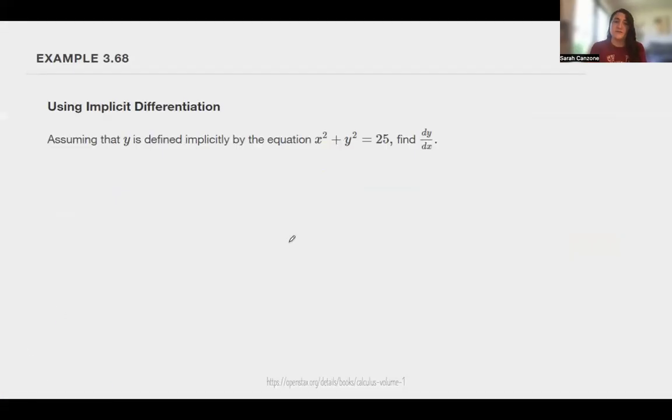This is a pretty straightforward example. This is going to be a circle with radius 5, if you recognize that formula, centered at the origin, actually. You don't need to know that, but just a fun fact. So assuming that y is defined implicitly by this equation, find dy/dx. Typically, you won't see "defined implicitly." You'll just look at this and understand that it is defined implicitly. Could you solve for y? Yes. But when you solve for y, you have to take a square root, which means that you have a plus and a minus.